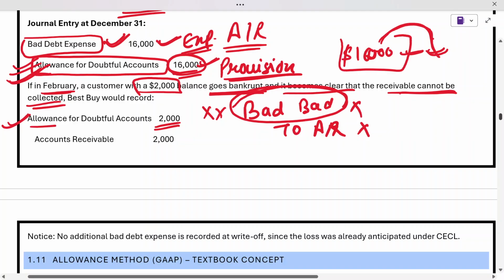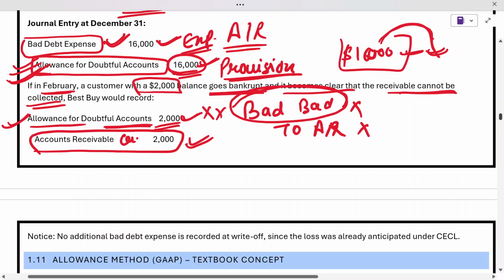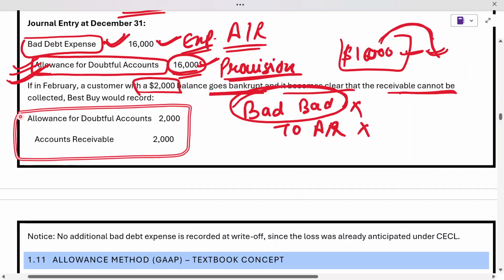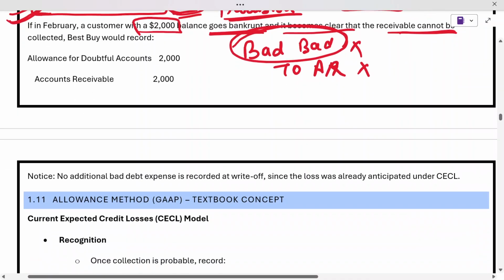So basically this allowance for doubtful debt is debited, and we know that now we won't be receiving our accounts receivable worth $2,000, so this will be credited. So effectively we can simply say that which accounting entry will be passed. We can simply say that the accounting entry is allowance for doubtful debts to accounts receivable. This entry will be passed.